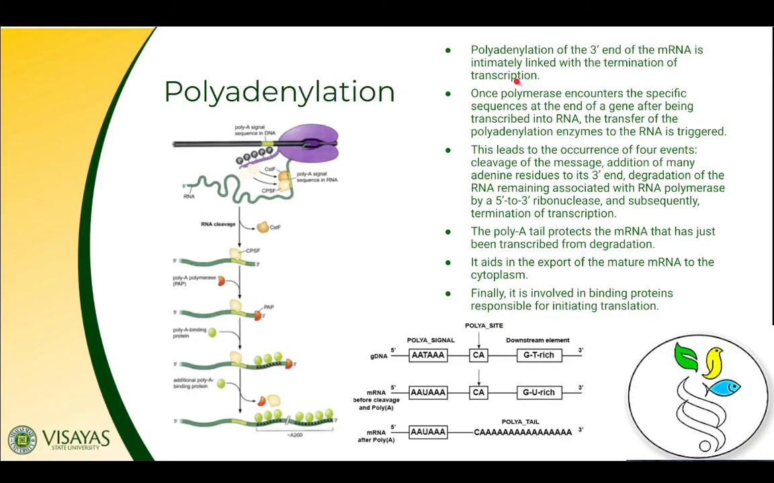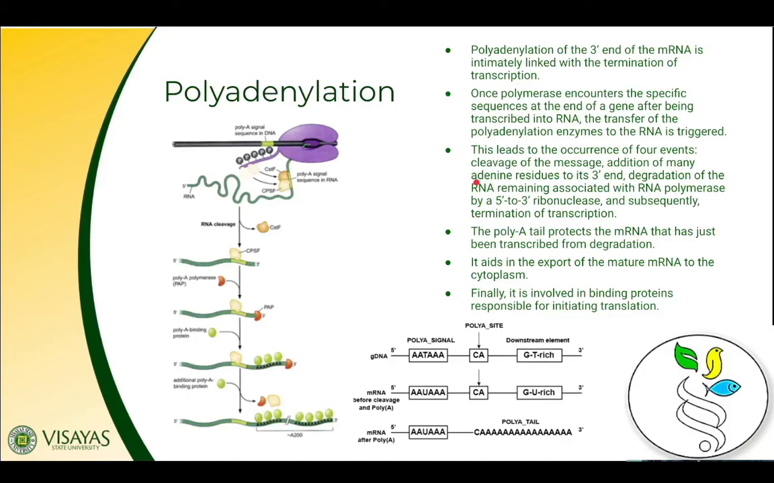Because capping can occur once the messenger RNA has already been, a few sequences could be transcribed already. So once polymerase encounters the specific sequences at the end of a gene after being transcribed into RNA, the transfer of the polyadenylation enzyme to the RNA is triggered. So this leads to the occurrence of four events. First is the cleavage of the message, the addition of many adenine residues to its 3' end, degradation of the RNA remaining associated with RNA polymerase by 5' to 3' ribonucleases, and subsequently, the termination of transcription.